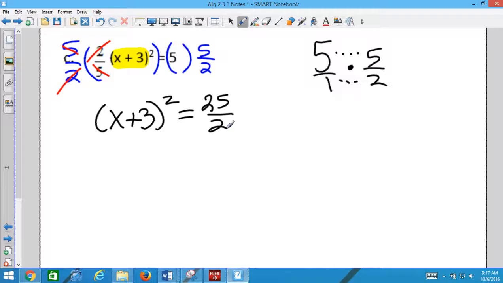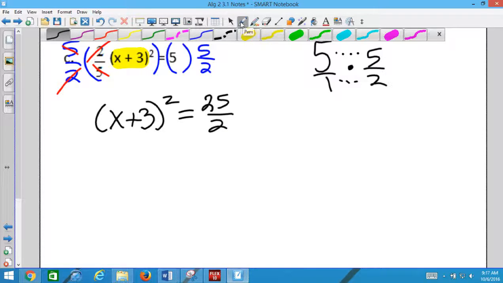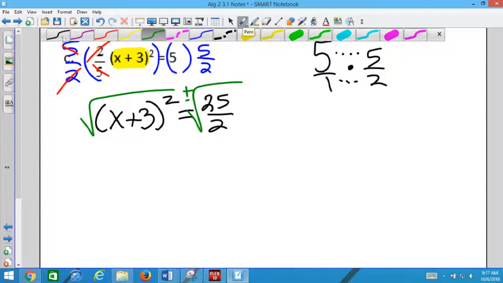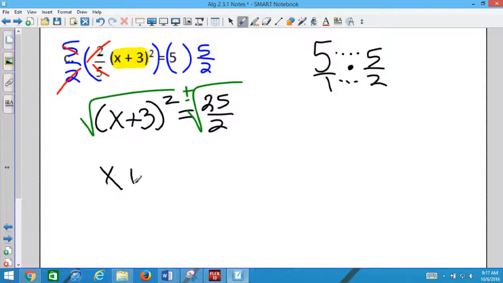Once you've gotten here, do you see we have x plus 3 squared? So squared is the outside thing. How do I get rid of squared? If I square root, what else? Yes, positive, negative. You have to have the plus minus in there. So now I have x plus 3 equals plus minus.